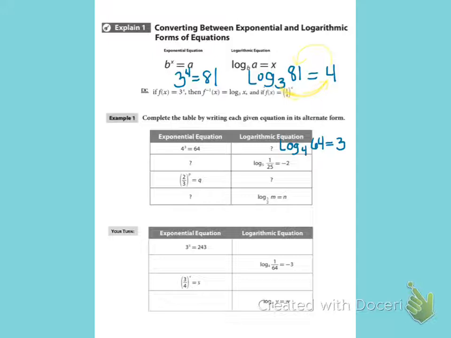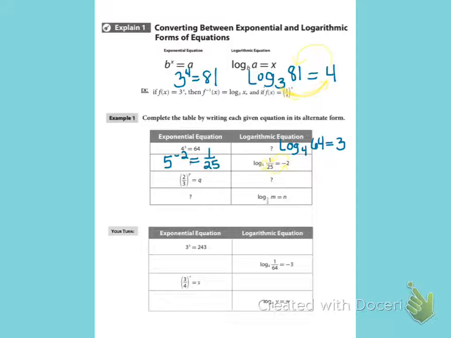Dogs are so noisy. Now going the other way around, I said you could do that little circle around. We could start at the base, which is 5, and if I raise it to the negative 2 power, I'll get 1/25. So writing that in exponential form, it would be 5 to the negative 2 power equals 1/25.